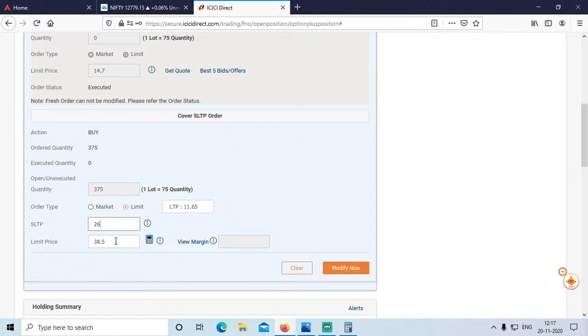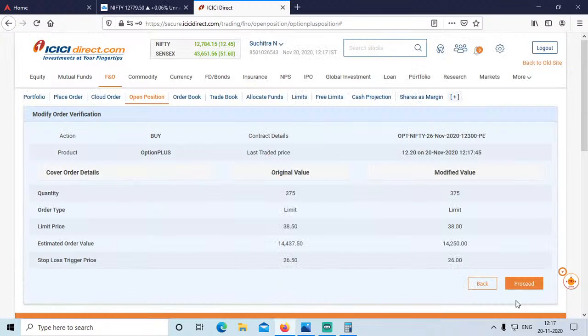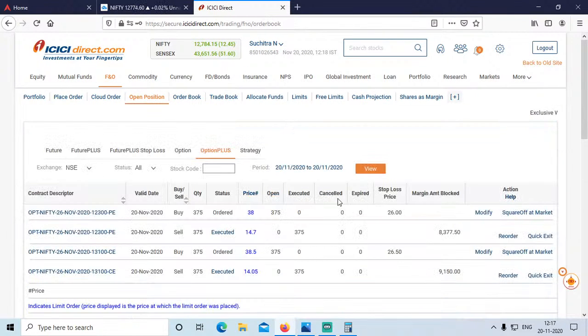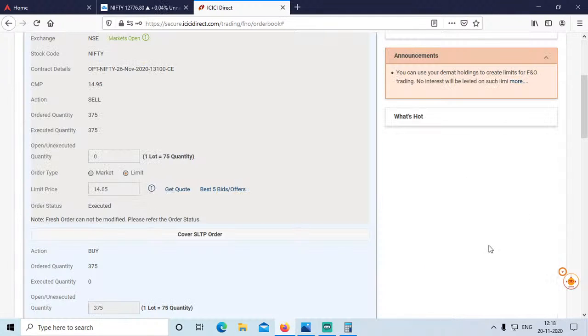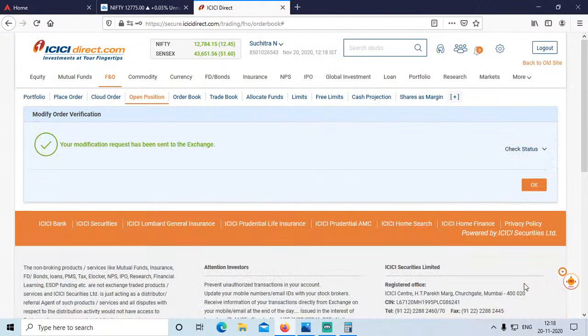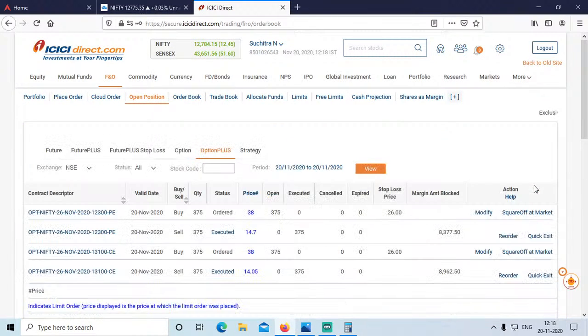This limit price will change from 38.5 to 38. So I will reduce this. Okay, order reduced, 26. Okay, good.